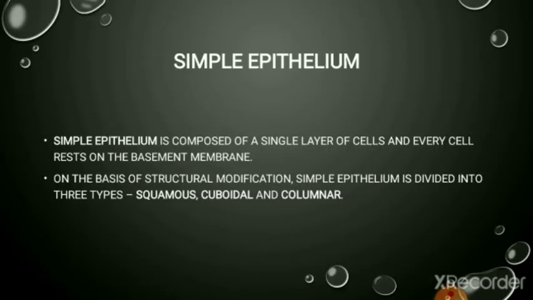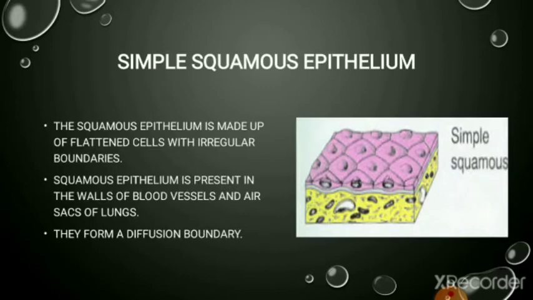Now, let us discuss in detail the simple epithelial tissues and their types. Simple epithelium is composed of a single layer of cells, as we have already discussed in the previous slide, and every cell rests upon the basement membrane. On the basis of structural modification, simple epithelial tissues are divided into three types: simple squamous epithelial tissue, simple cuboidal epithelial tissue, and simple columnar epithelial tissue. Let us discuss one by one.